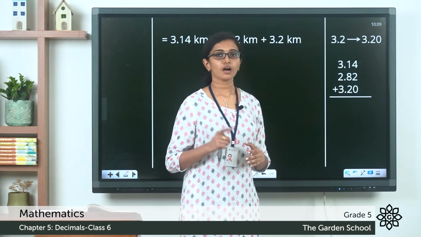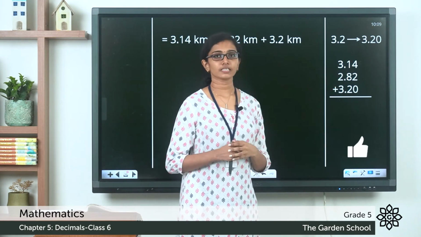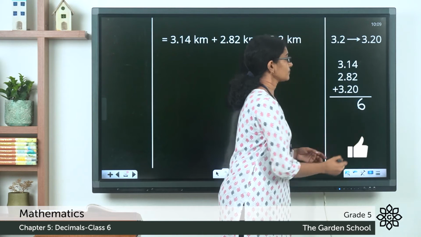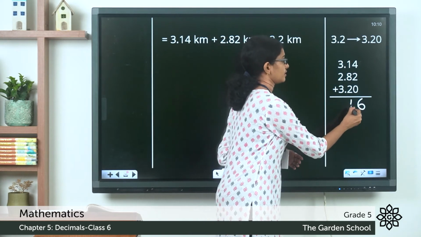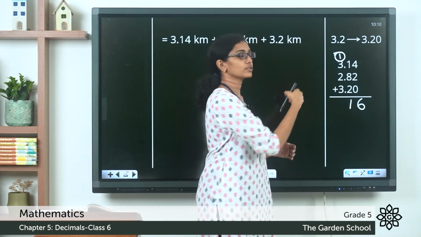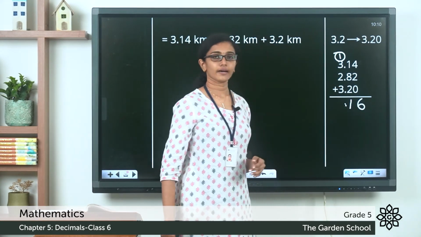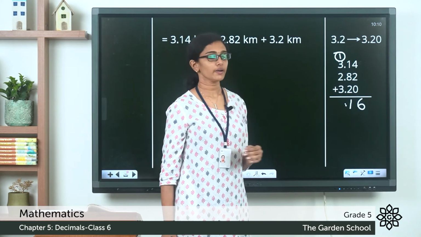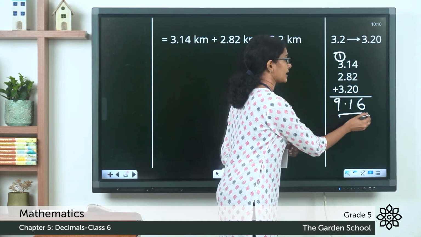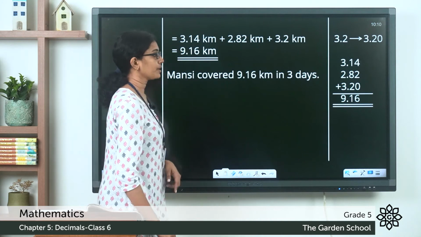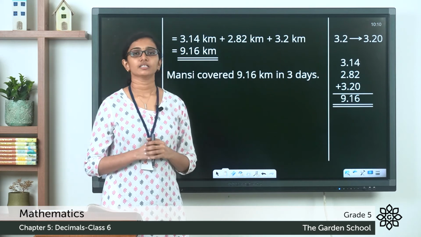So let's start adding the hundredths first. It is 0 plus 2 is 2, 2 plus 4 is 6. 2 plus 8 is 10, plus 1 is 11. So you write the 1 here and carry over the 1 to the next place after the decimal point, and put the decimal point here. Now 3 plus 2 is 5, plus 3 is 8, plus 1 is 9. So what is the answer? The answer is 9.16. So Mansi covered 9.16 kilometer in 3 days.